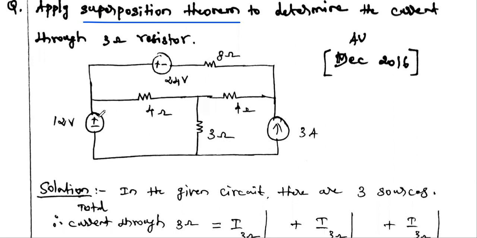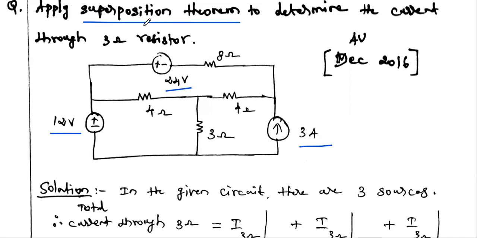So in this problem it consists of three sources. You see this is the 12-volt voltage source, 24-volt voltage source and 3 amps current source. So here three sources, two voltage sources and one current source, are given. So let us solve the problem.